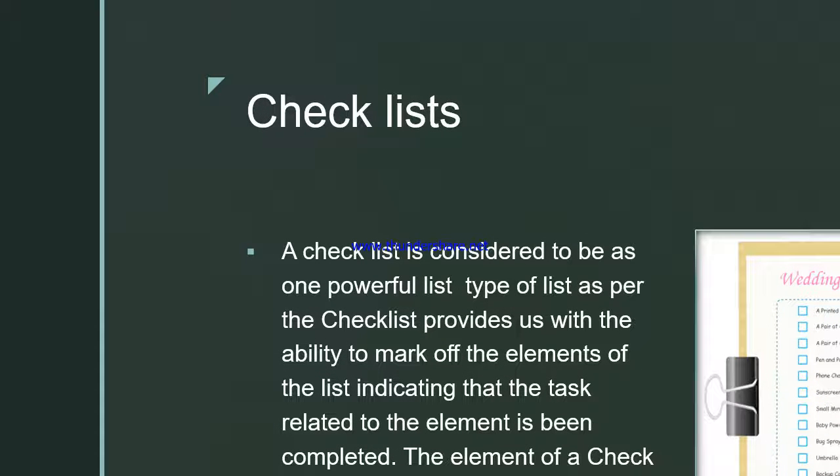The checklist. Checklist is considered to be one of the most powerful types of list as the checklist provides us with the ability to mark off the elements of the list indicating that the task related to the element is completed. The element of the checklist is a checkbox which is printed before the element of the list. The checkbox can always be used in lists where we have to mark off things. For example, the best example of the checklist is the shopping list.